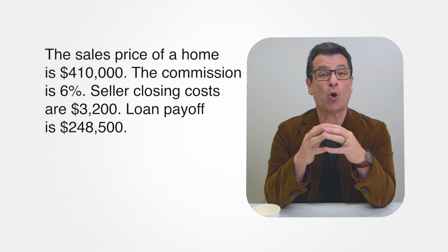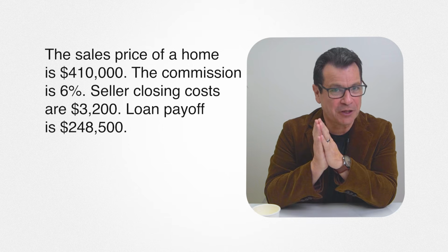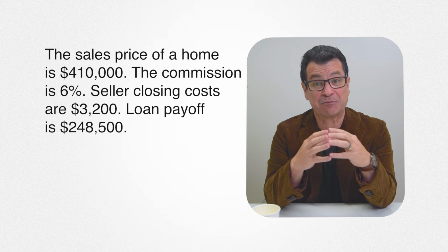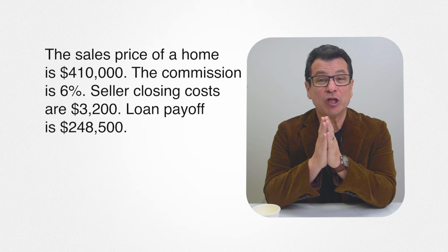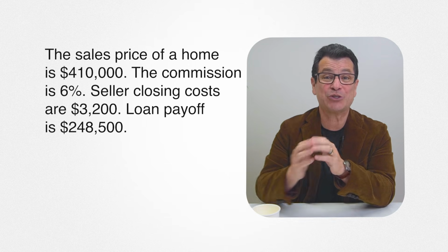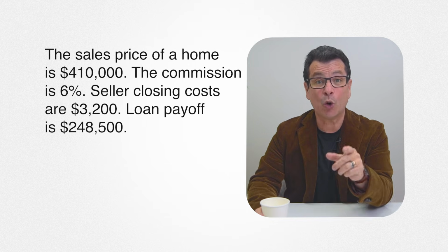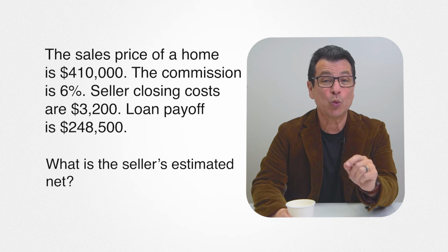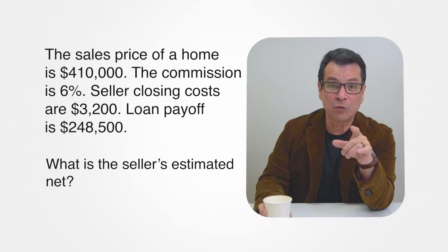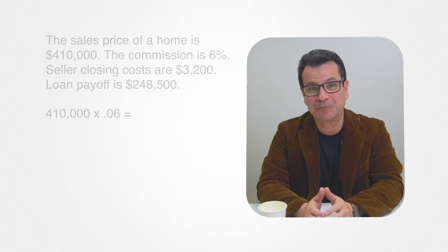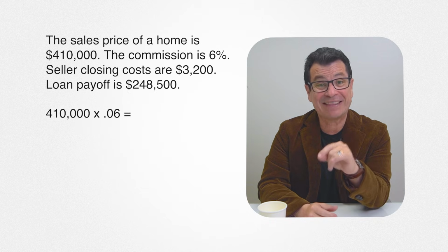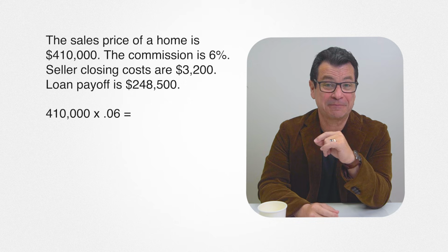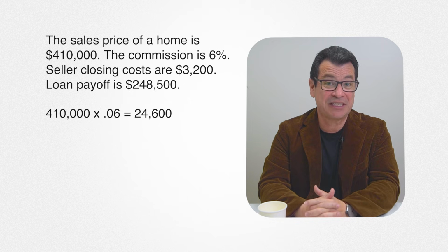Problem number 2. This question is about seller net proceeds. The sales price of a home is $410,000. Commission is 6%. Seller closing costs are $3,200. Loan payoff is $248,500. What is the seller's estimated net? Well, first, let's do the commission. That equals $410,000 times 6%, which equals $24,600.